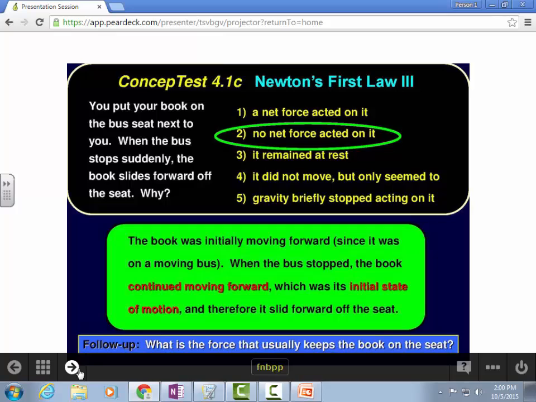So what's the force that usually keeps the book on the seat? And you have to be a little careful because there's multiple answers to this question. What is the force that usually keeps the book on the seat? And the answer is, there is no force usually that keeps it on the seat. Why? Because usually the bus is at constant velocity.